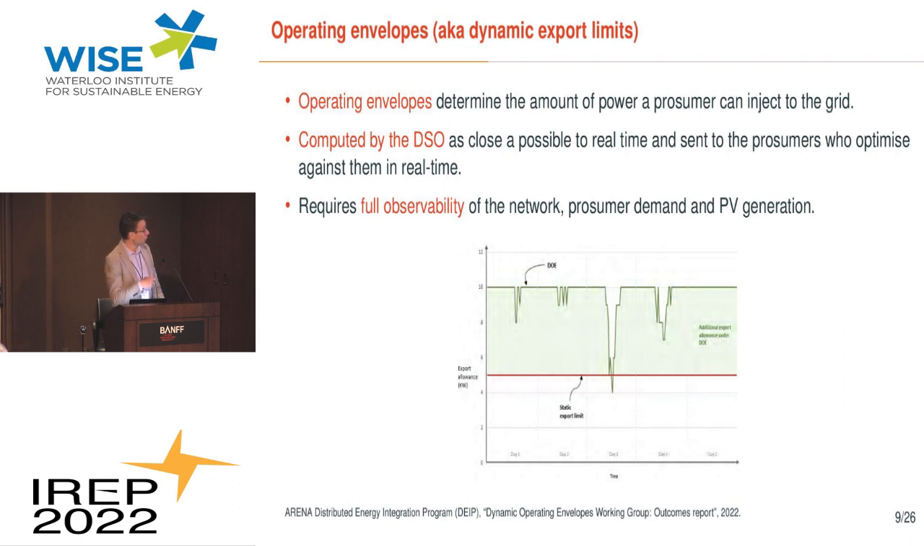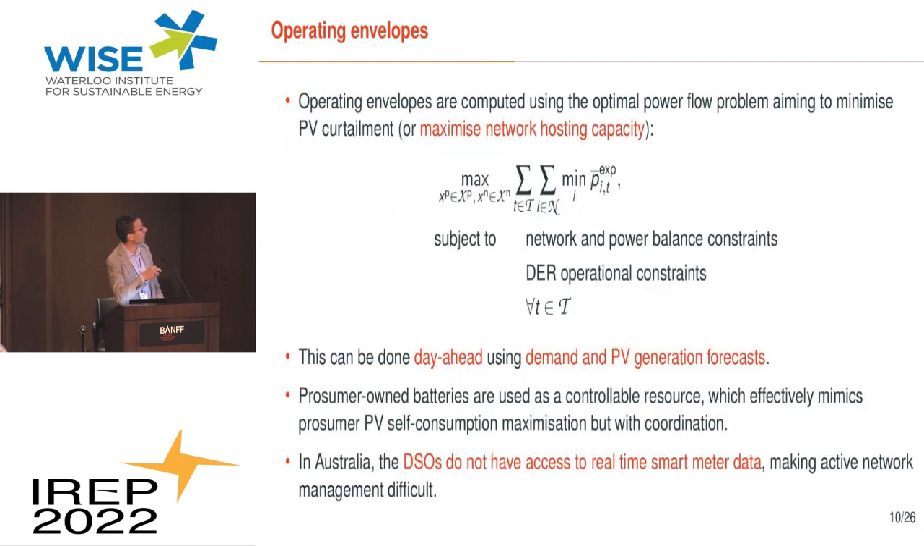Now, the challenge with the computation of operating envelopes is that it requires full observability. Mathematically, you can formulate the problem in different ways, but essentially it's maximization of network hosting capacity, so you can maximize the minimum export limit across all customers, across all time slots. That's done for, say, the next day, maybe for the next week. And this is subject to network and power balance constraints and DER operational constraints. And just to remind you, in the fully optimized approach I mentioned before, you get those operating envelopes implicitly. They are not explicit in the formulation.